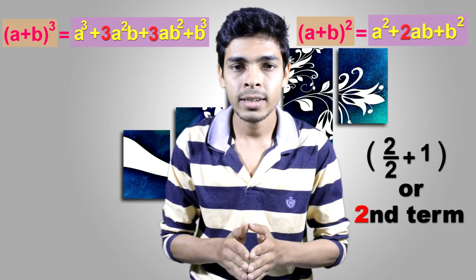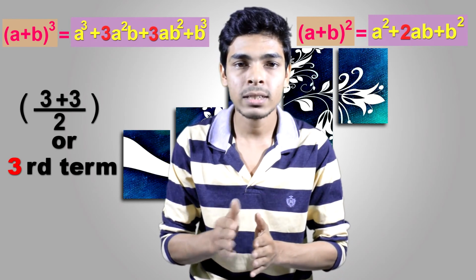In (a + b)^2, n equals 2, that is even. So the middle term is the (2/2 + 1)th term, that is the second term, and in (a + b)^3, n equals 3, that is odd. So we have 2 middle terms. The first one is the ((3+1)/2)th term, that is the second term, and the second one is the ((3+3)/2)th term, that is the third term.